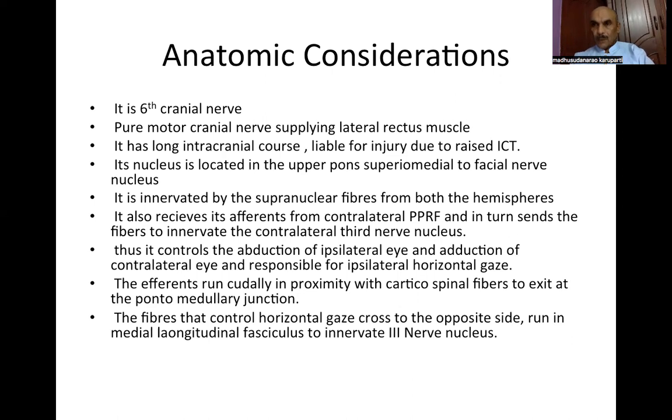In turn, the abducens nerve, after receiving the fibers from the parapontine reticular formation from the contralateral side, sends its efferents crossing to the opposite side, which ascend into the medial lemniscus to innervate the oculomotor nerve. Thus, the abducens nerve controls the abduction of the ipsilateral eye due to its innervation of lateral rectus, and it also controls the adduction of the contralateral eye as it innervates the third cranial nerve.